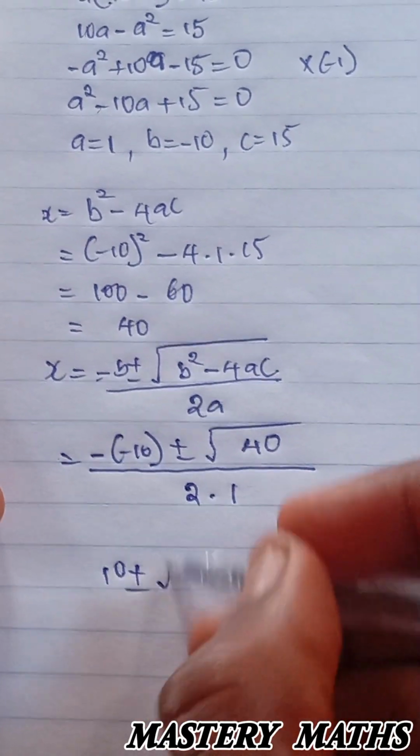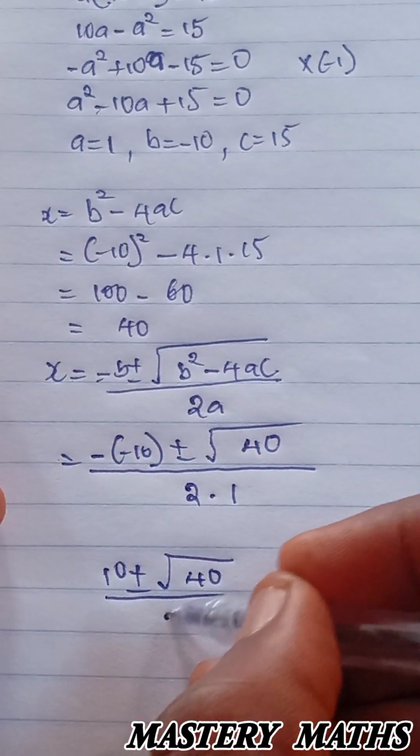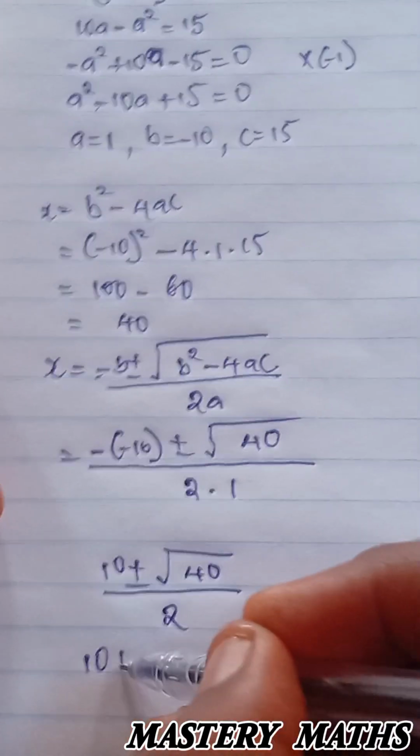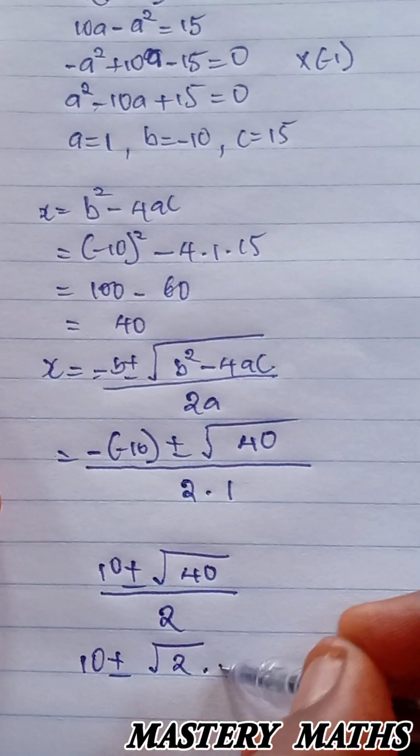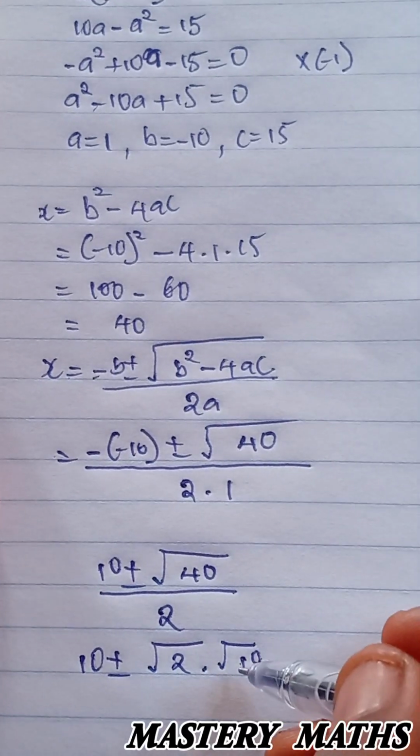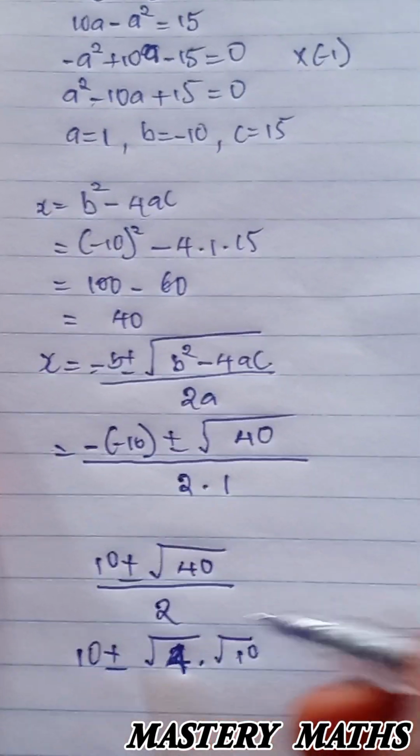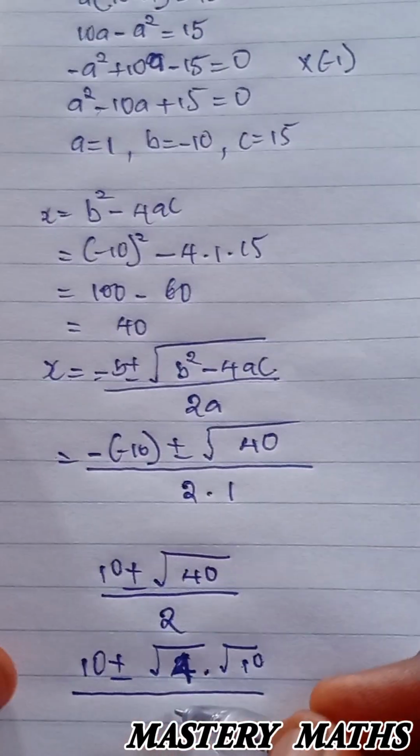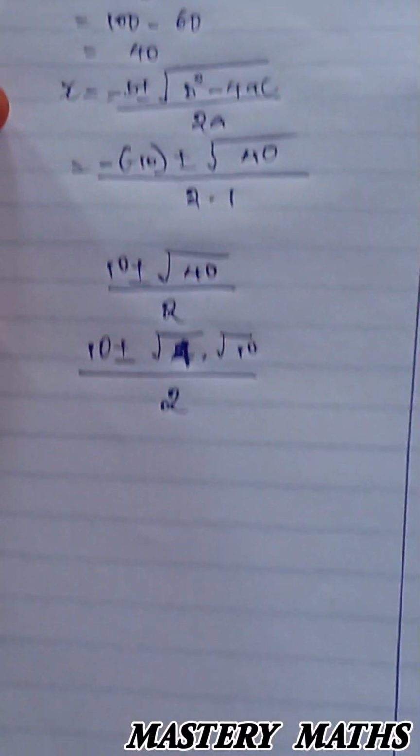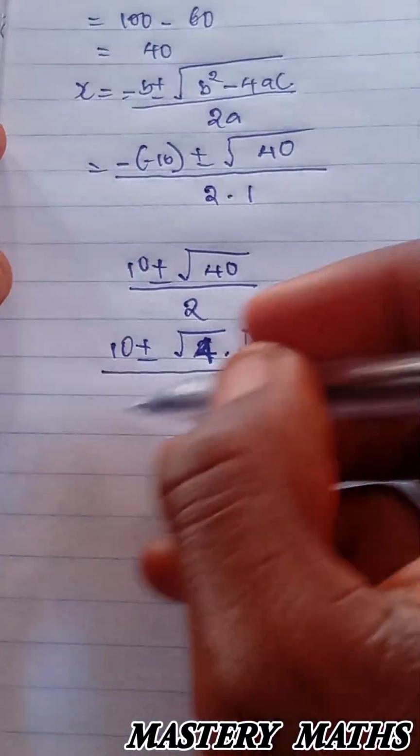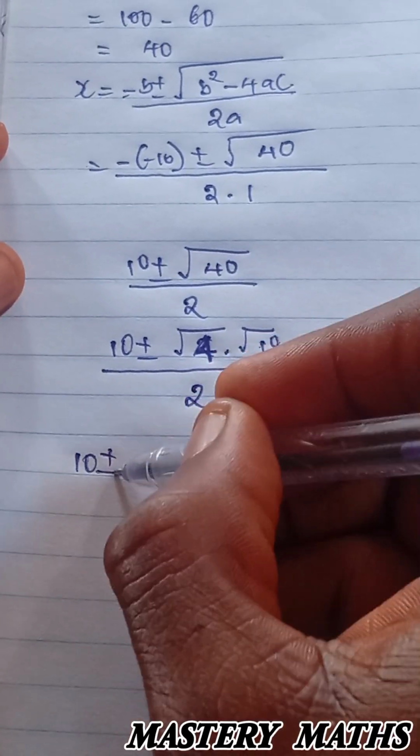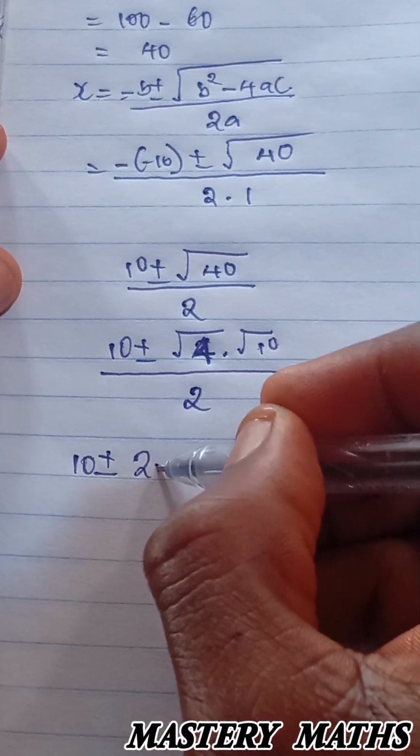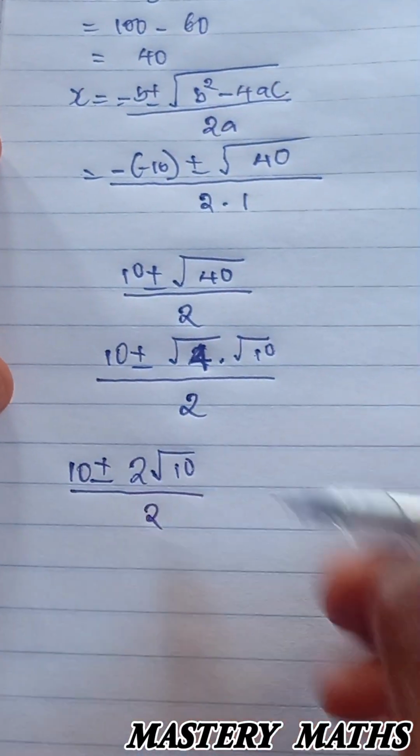Now what should we do? This root 40, we need to split it to give us root 4 times root 10. Then you have all over 2. After that, we open it again. We say 10 plus or minus root 4, which is 2, times root 10, gives us 2 root 10, divided by 2.